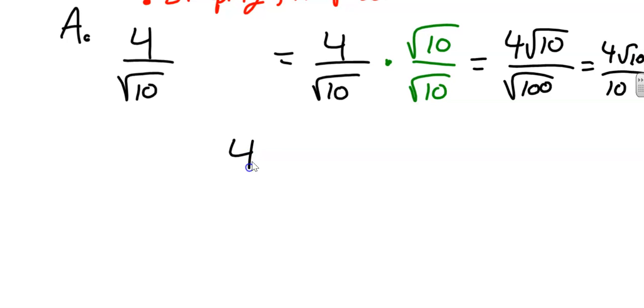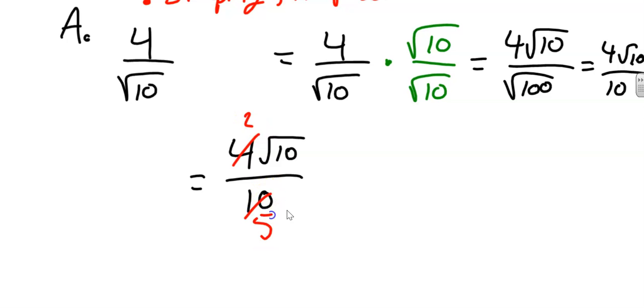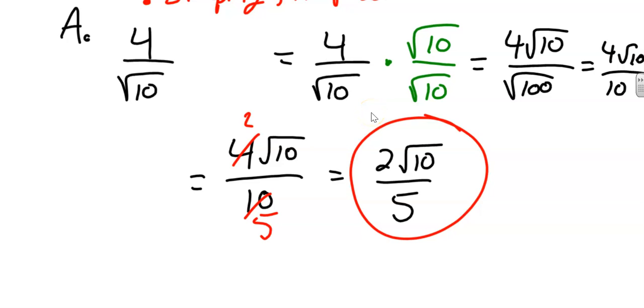Okay, pull that back over here so we can see it a little bit better. And if you have 4 square root of 10 over 10, well, now you've got this number on the outside. You can simplify like we were doing a little bit earlier. You can divide these both by 2. So then you can make that 2 square root of 10 over 5.